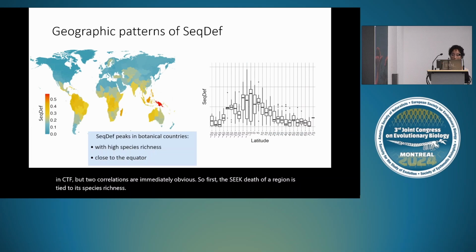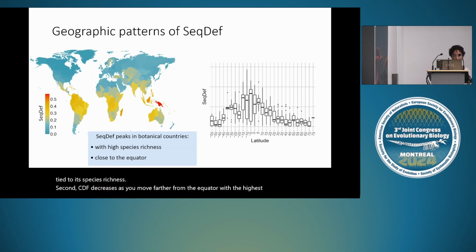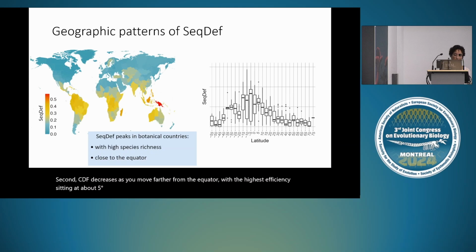Second, seqdef decreases as you move farther from the equator, with the highest deficiency sitting at about 5 degrees south. Undoubtedly this is coupled with species richness, but we also think that it could be socioeconomic factors as well.